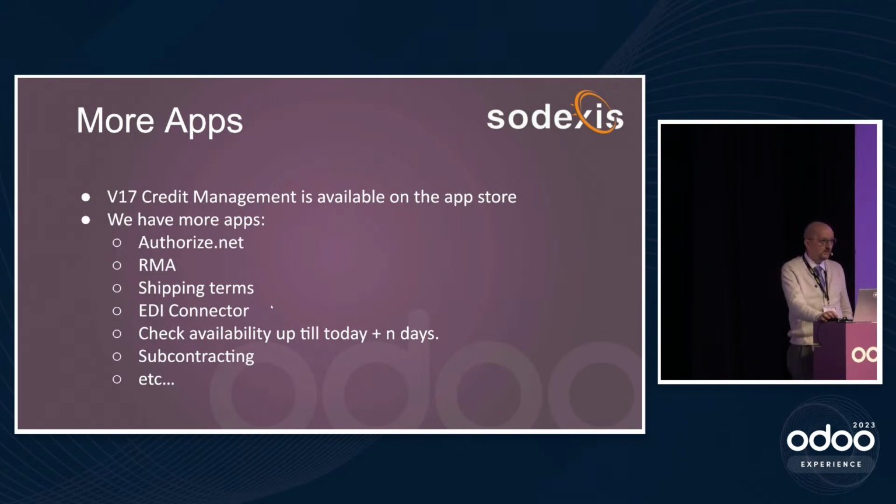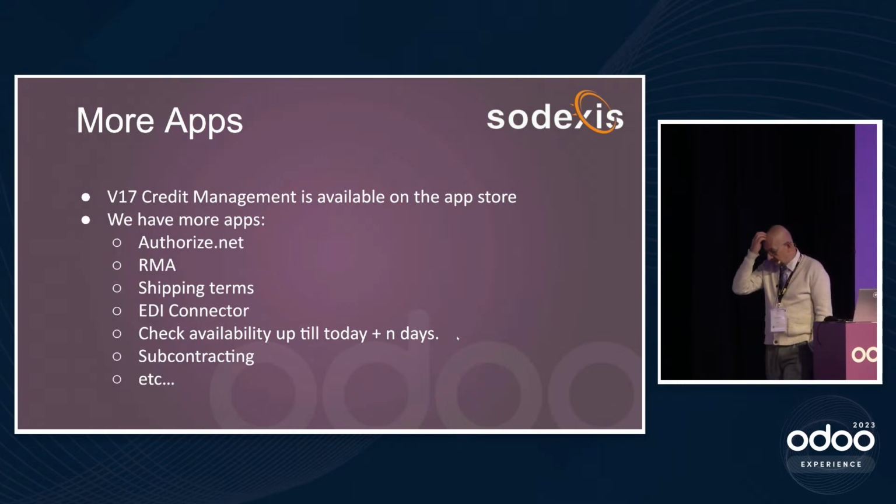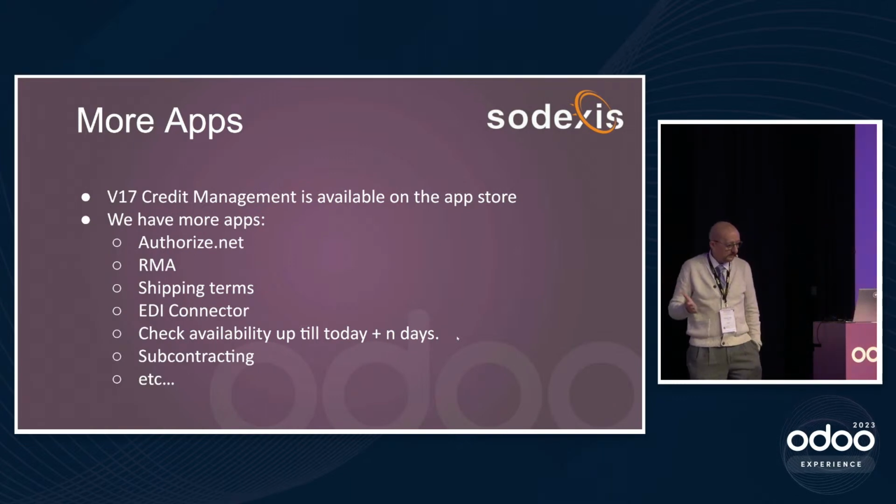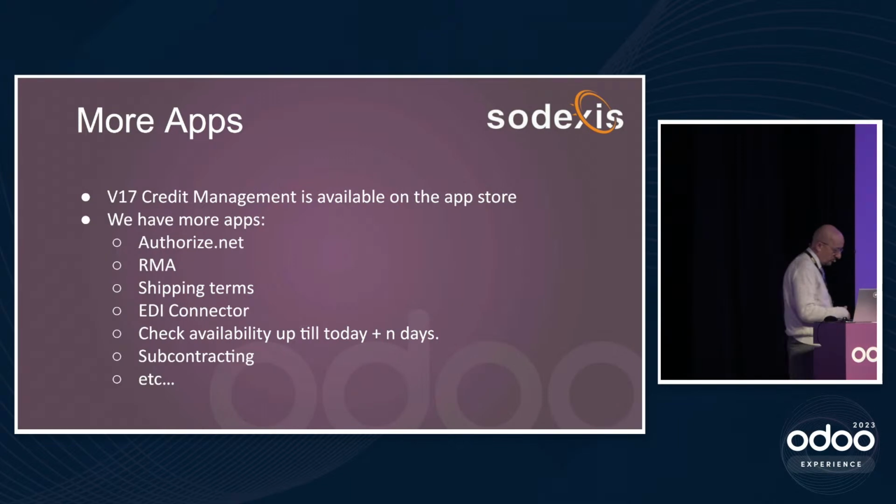We have an FTP app that enables you to sync files that are on an FTP site with a file inside of Odoo. We have an app to check availability up till today plus end day. By default, Odoo checks the availability for all the scheduled dates, and so we just have the option to limit the days in the future that you're going to consider.